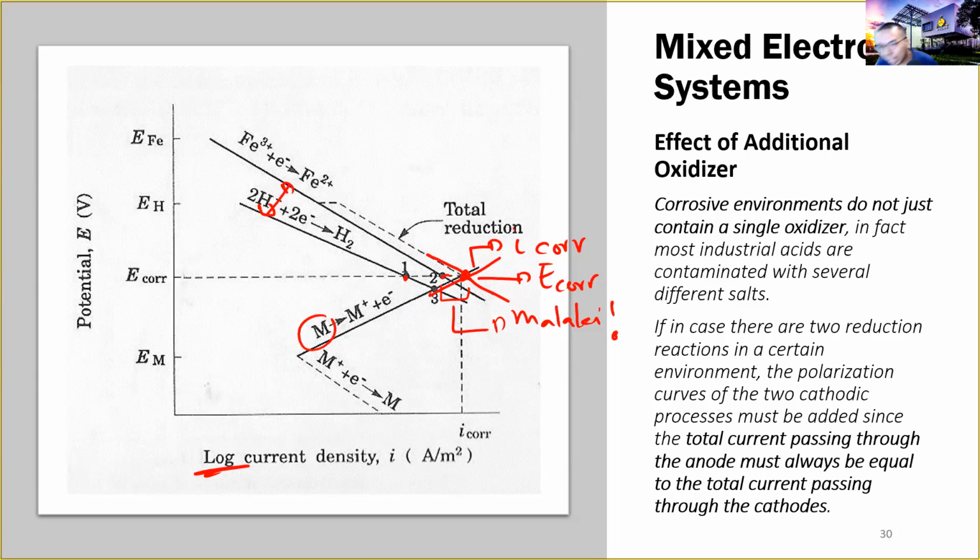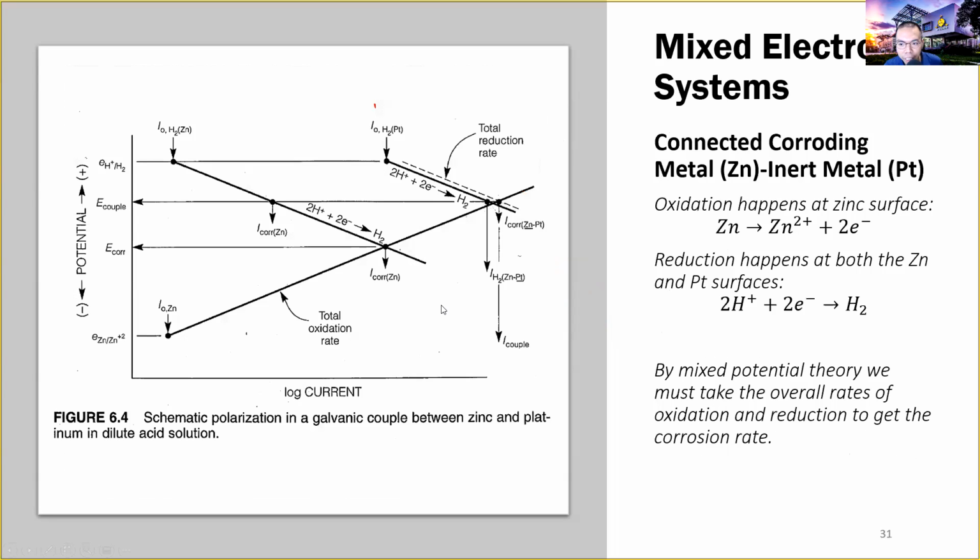So ito yung pinakamadali na mixed electrode system. Another way we can apply your mixed electrode system, or actually, usually yung polarization curves natin, ginagamit natin to in this one. This is now a galvanic couple. In this kind of galvanic couple, we connected a corroding metal, zinc, with an inert metal, platinum. So in this case, let's visualize it as parang ganito.